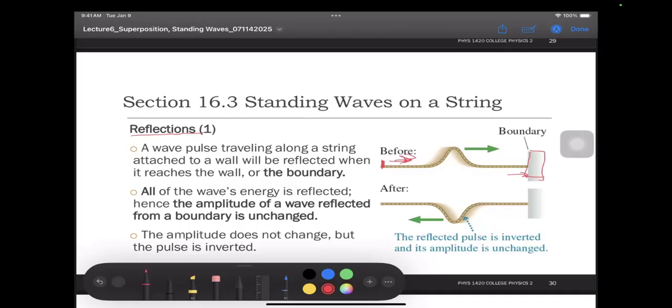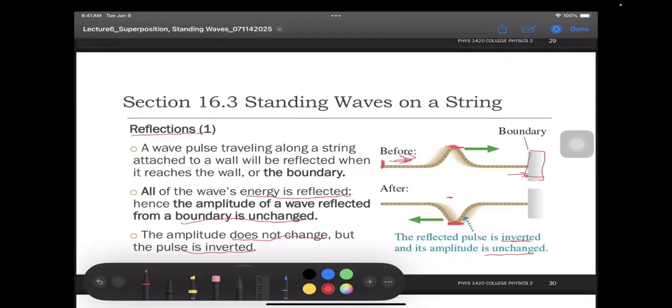If this situation happens, all of the wave's energy is reflected. Hence, the amplitude of a wave reflected from a boundary is unchanged. You can see there is an amplitude, and after it is reflected from the boundary, the amplitude is unchanged. Only it is inverted: here is positive, here is negative. The amplitude does not change, but the pulse is inverted. Does it make sense to you?